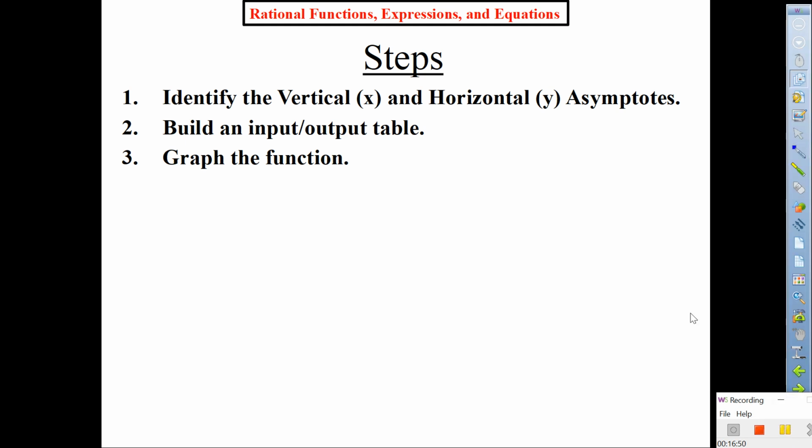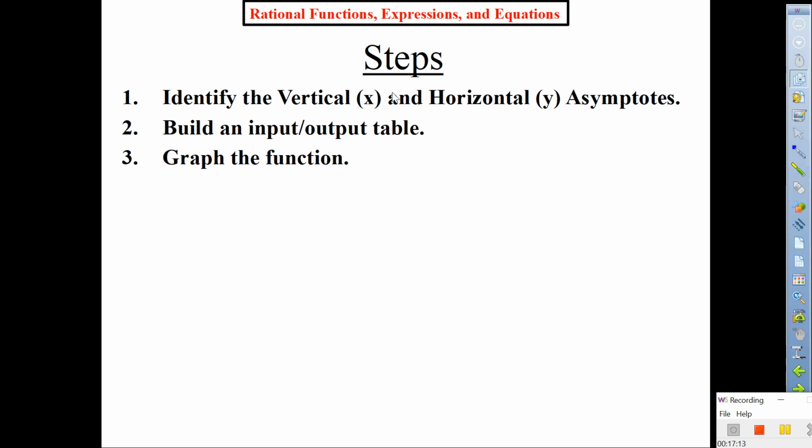All right. So once again, steps. Identify the vertical (x) and horizontal (y) asymptotes. You're like, what is that, Mr. Q? Yeah, I'm going to explain that. Number 2, you should be familiar with that. Build an input-output table. Do we know how to do that? Yes. And do we know how to graph functions? Yes, we've been doing that all year.